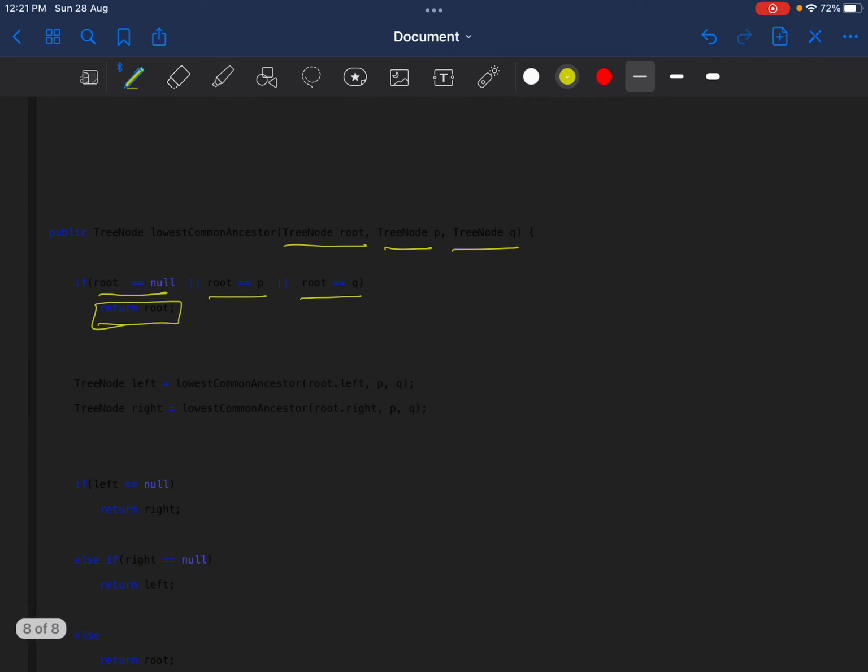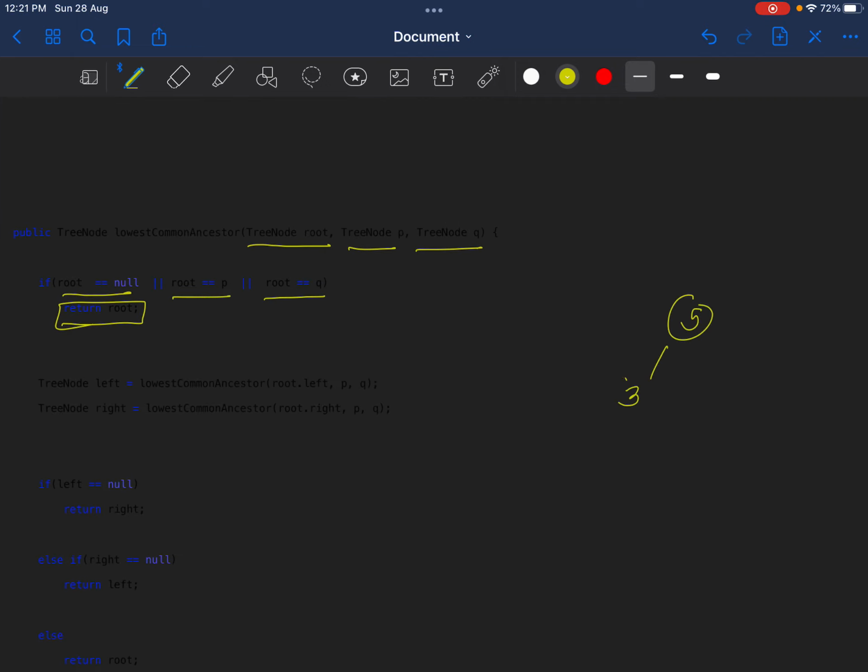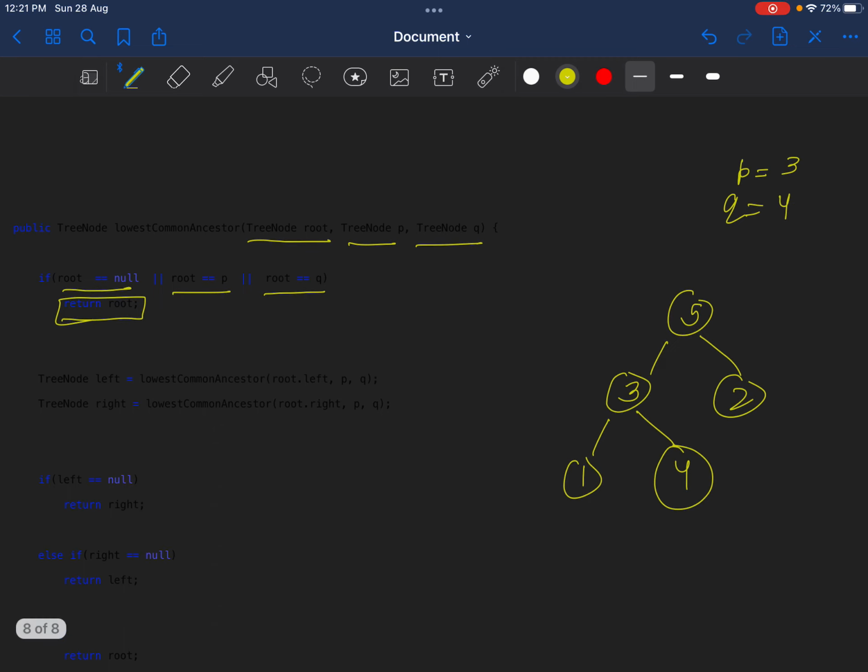Suppose we have taken an example like this. Suppose that your p value would be 3 and q value would be, I can say, 4. So for every node you can make 2 calls, left and right. For left you will traverse the left hand side, and for right you will traverse the right hand side. Suppose you make a call here, and your root value is equal to p, so you will return this particular value. So from this side you will return 3, and from the right hand side you don't find any value equal to 4, so what will you return? You will return null from here.